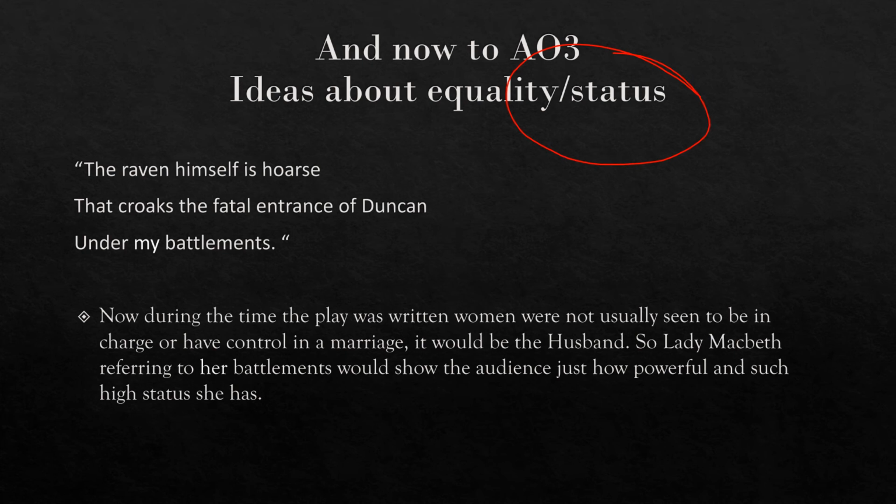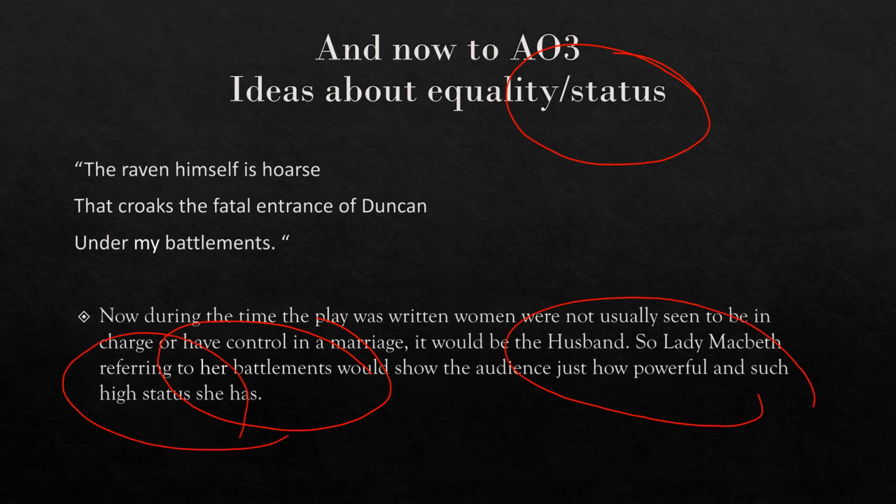And during the time the play was written, women were not usually seen to be in charge or have control in a marriage, and it would be her husband. So Lady Macbeth referring to her battlements would show the audience just how powerful and high status she is.